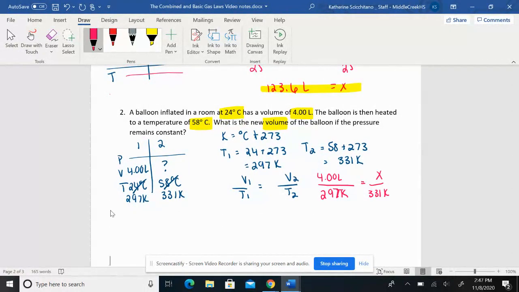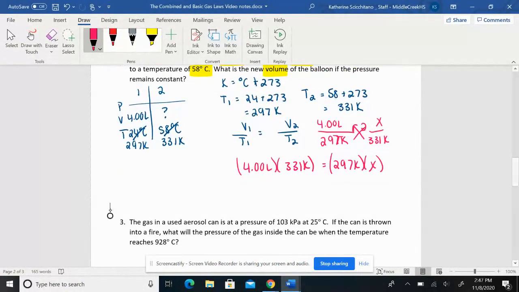All right, so the easiest way to solve fractions is to cross multiply. That's exactly what I'm going to do here. So I'm going to end up with 4.00 liters times 331 Kelvin is equal to 297 Kelvin times X. Now I can go ahead and solve for X by dividing both sides by 297 Kelvin.